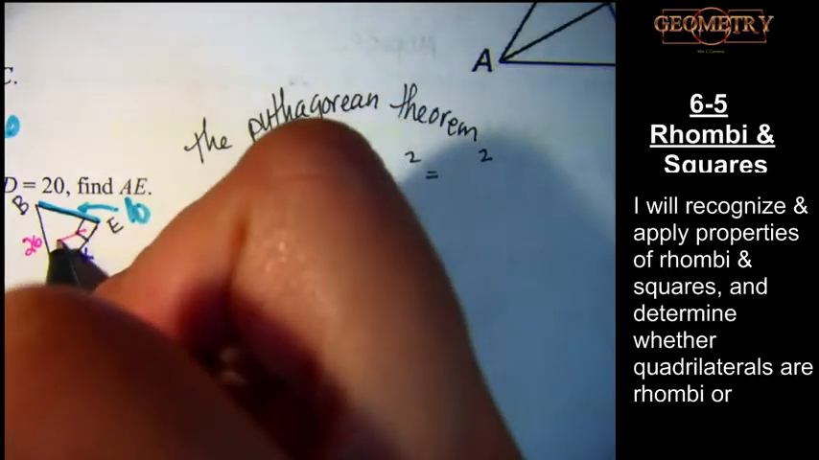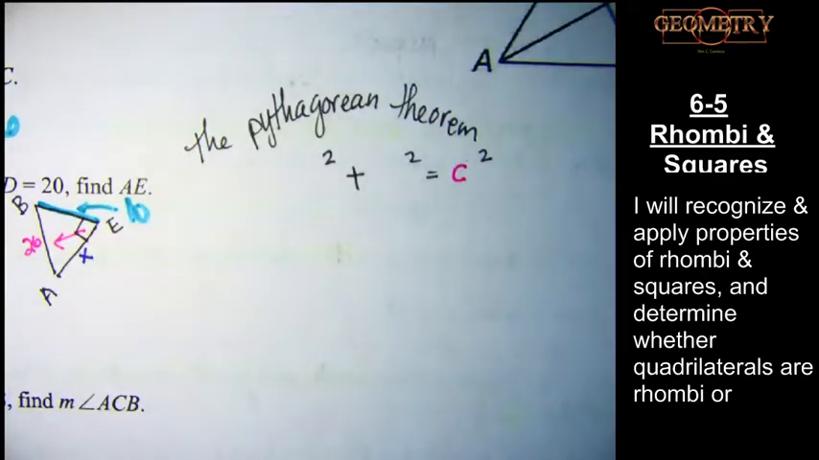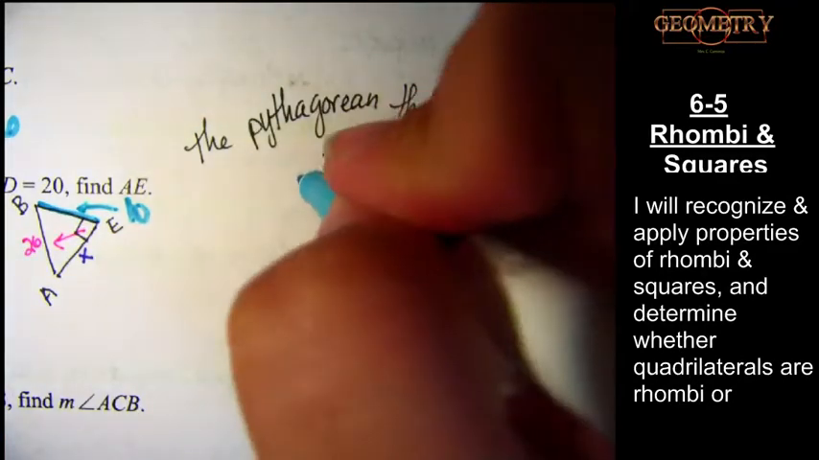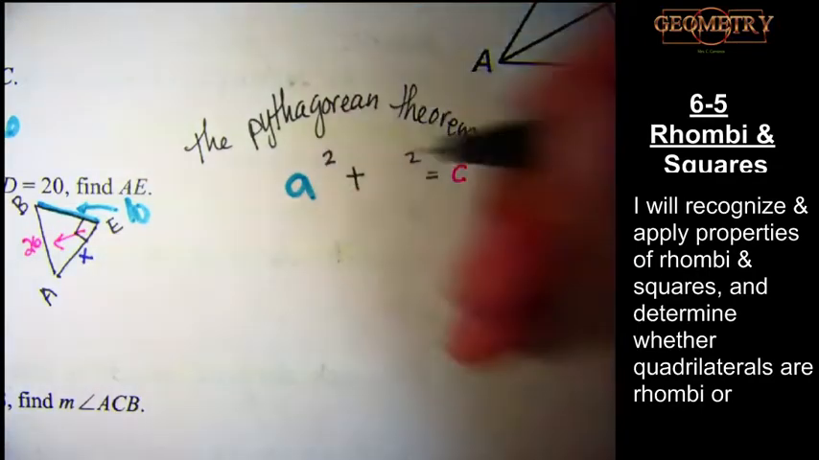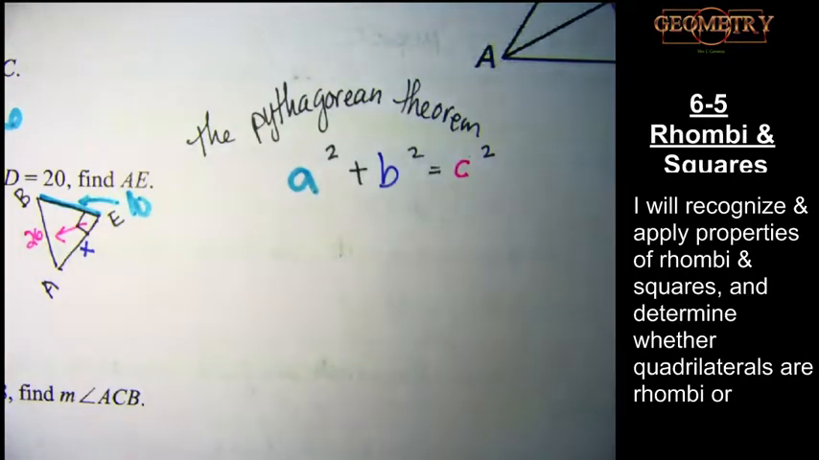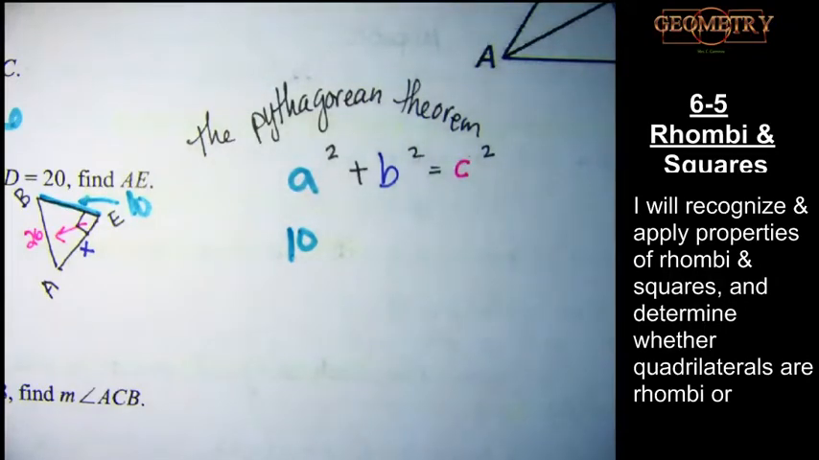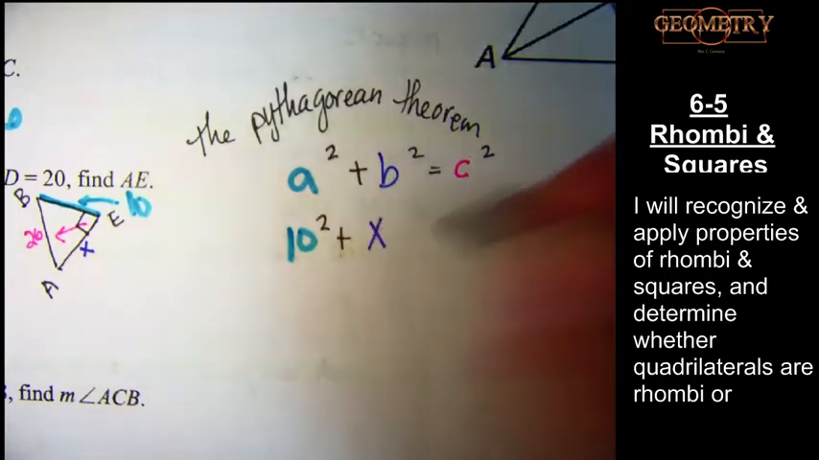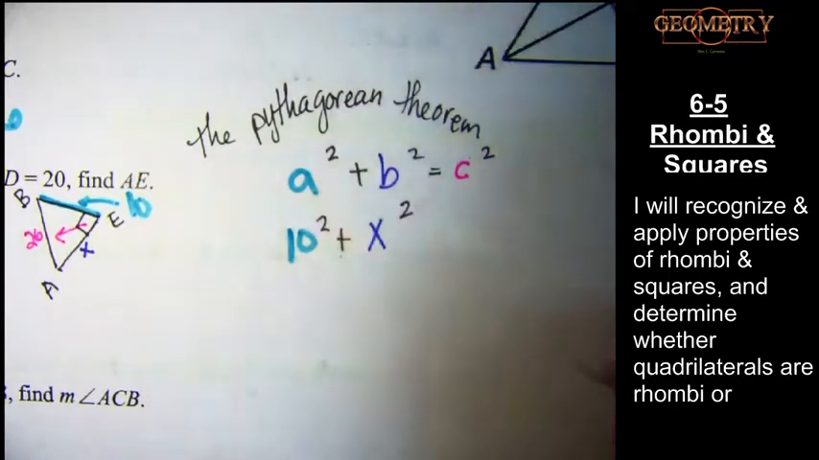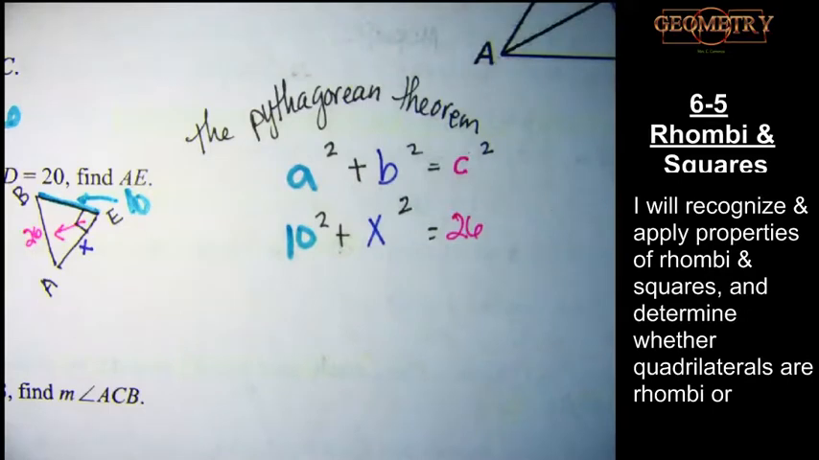The side across from the right angle is always C. The other sides, I don't really care what order you put them in, but C has to be the one across from the 90. Okay? All right, that means this is 10 squared, this is x squared, and this is 26 squared.